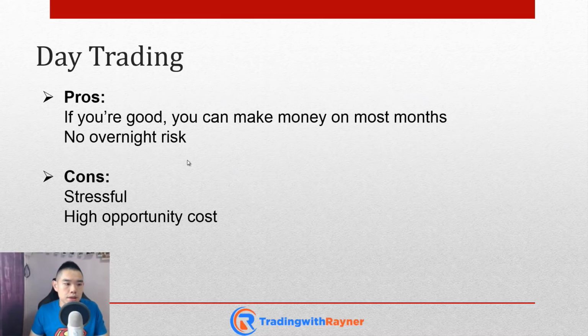So the pros and cons, right? For day trading, if you are good, you can make money on most months. Why is that? It's because as a day trader, you have ample trading opportunities and you can be trading anywhere between 50 to 100 times a month. And if you have an edge in the markets, 50 to 100 trades is enough for your edge to play out over time. So this is why you can make money on most months. And you have no overnight risk because you exit all your positions right before the day ends.